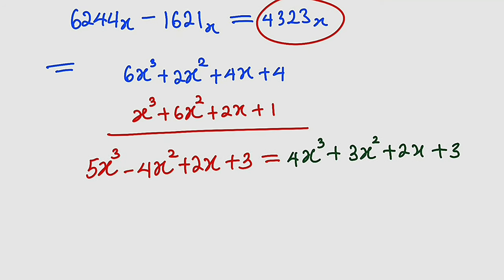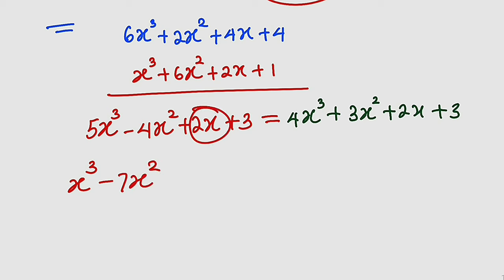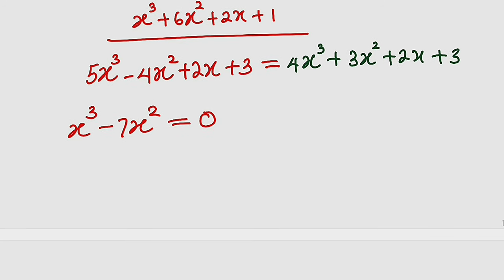I would like to bring all of them to the left hand side. We have 5x cubed. As this crosses over, it becomes negative, and 5 minus 4 is 1, so we just have x cubed. Then we have negative 4x squared. If this crosses over, it becomes negative 3, and negative 4 minus 3 is negative 7x squared. As this crosses over, it becomes negative, so we have 2x minus 2x, which is 0. 3 minus 3 is also 0, so we have nothing except 0 on the right. On the left hand side, we have x squared in common between the two terms. We have x minus 7.